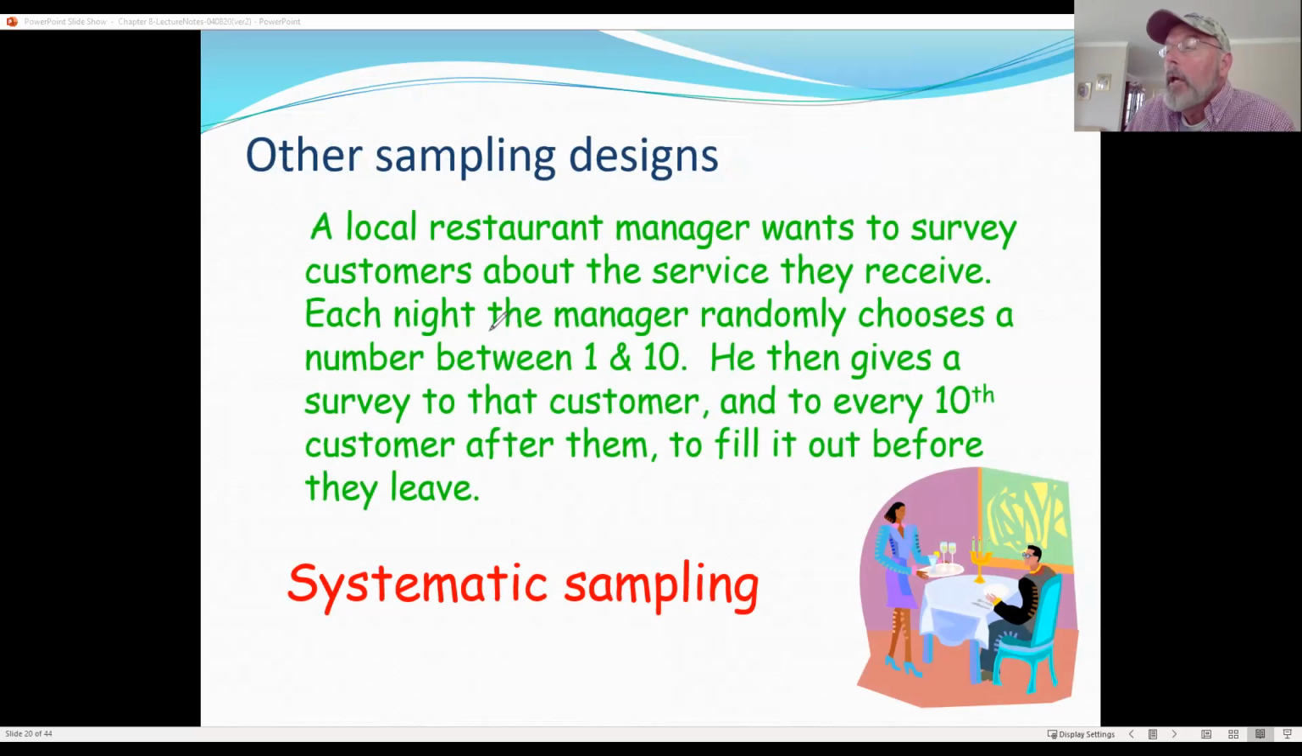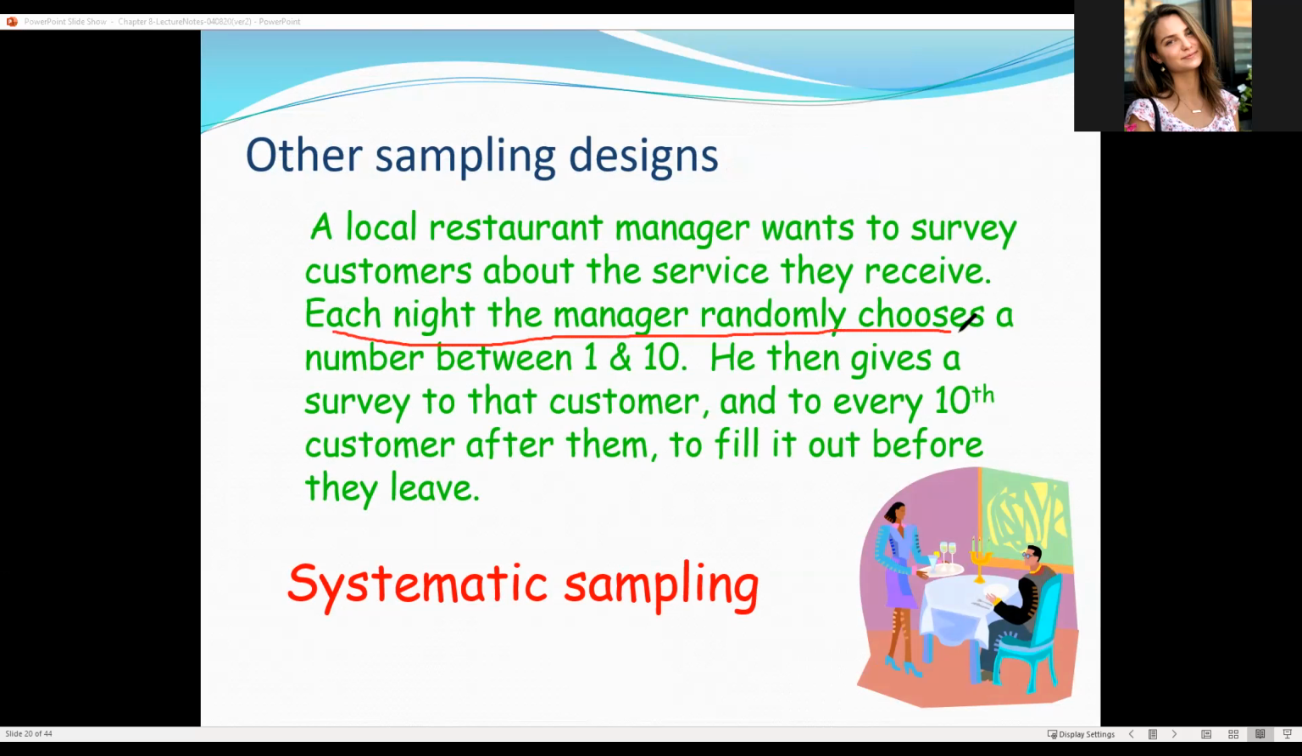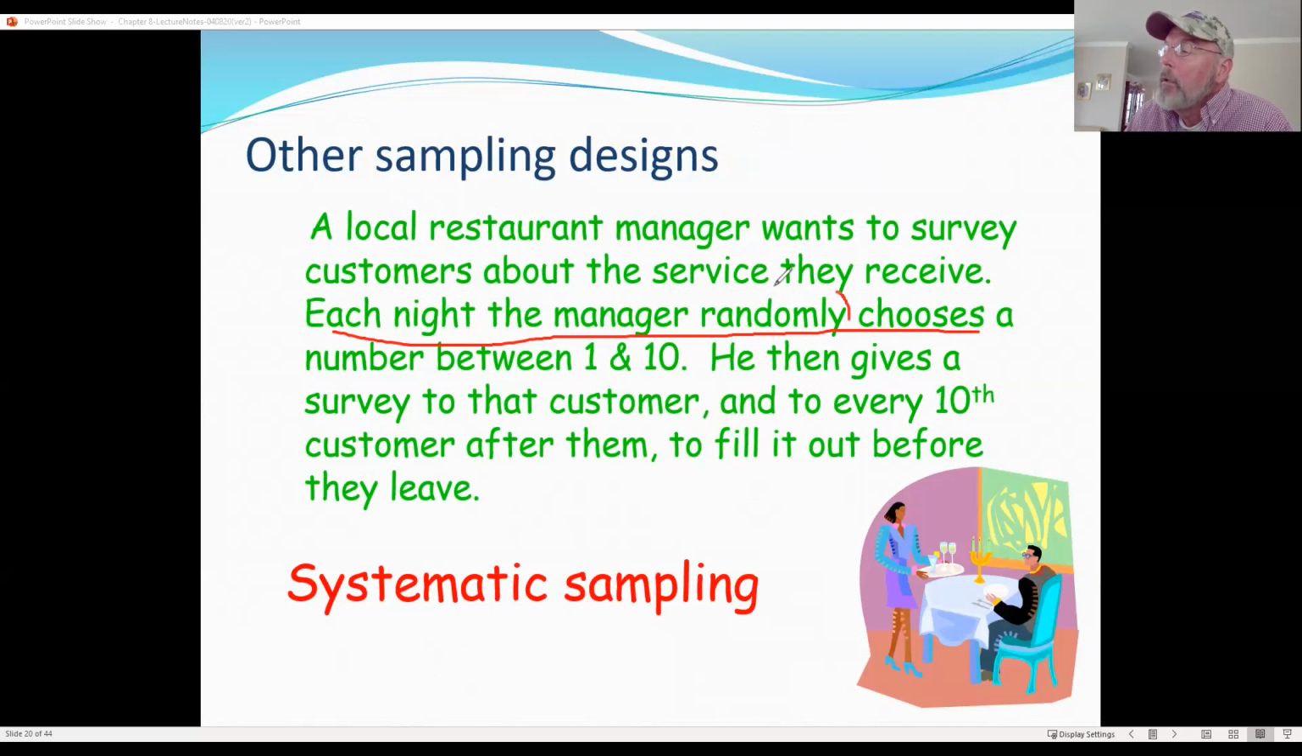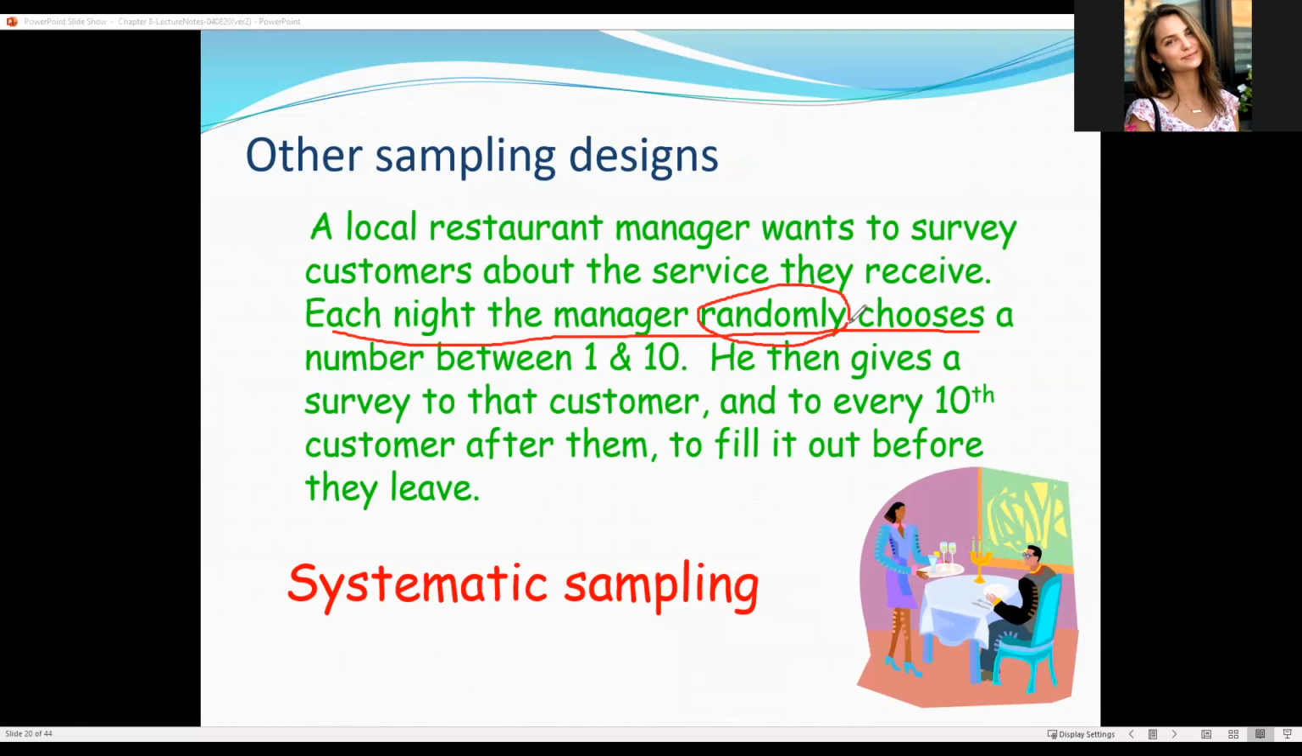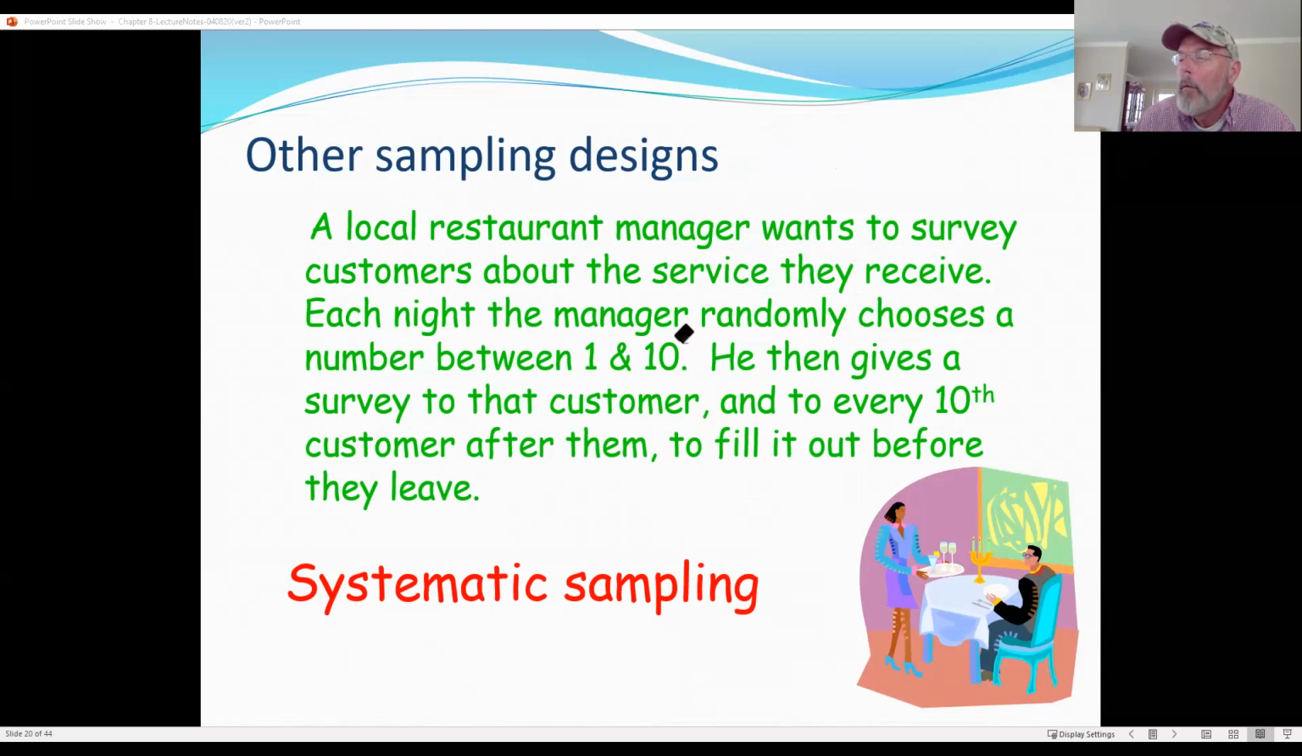Okay, so here, each night, he randomly chooses a number. So this word right here is the point. That's where randomness is inserted into the sampling design. Oh, thank you. And then after that, it's very systematic. Got it. Yeah, I just missed that step. Okay, thank you so much. I probably skipped it too. Sorry. All good.